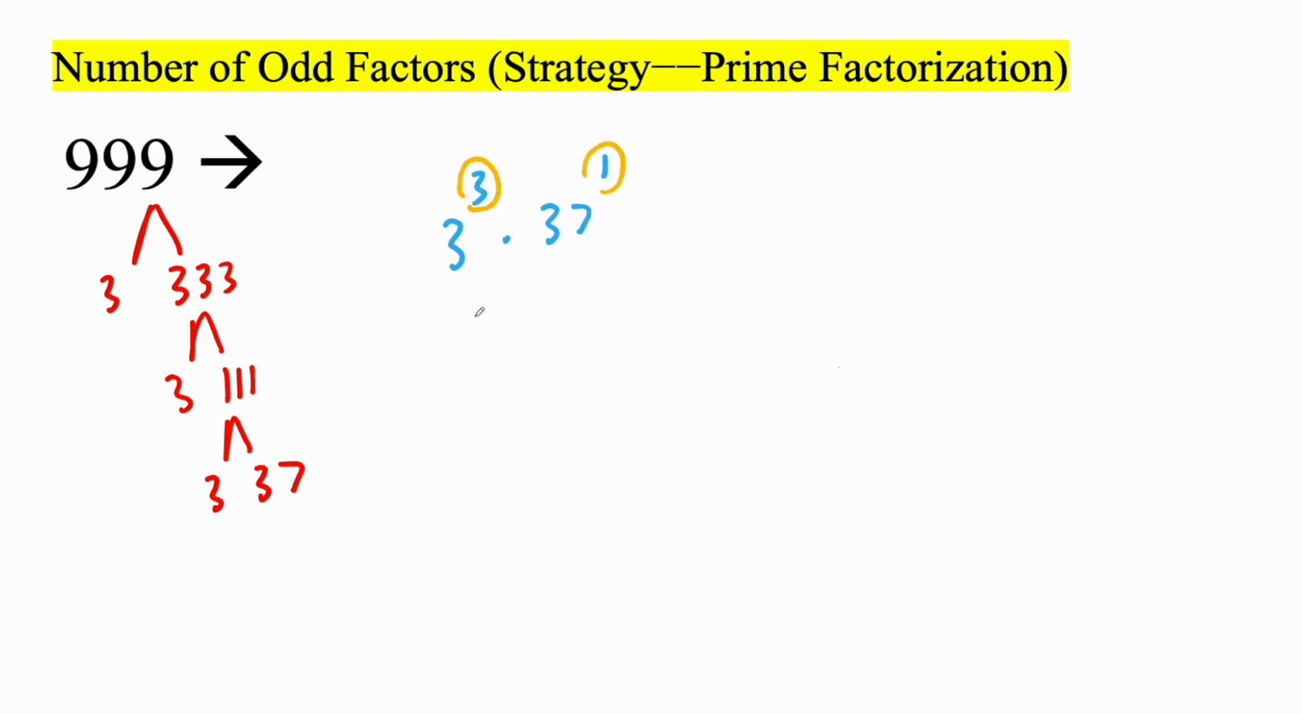So the number of odd factors will be 3 plus 1 times 1 plus 1. And 3 plus 1, we're going to get 4. 4 times 2, we get 8. So there's going to be 8 odd factors. And we can see them like this.